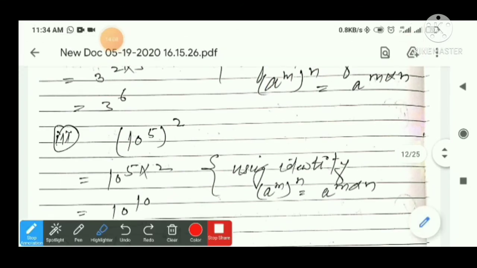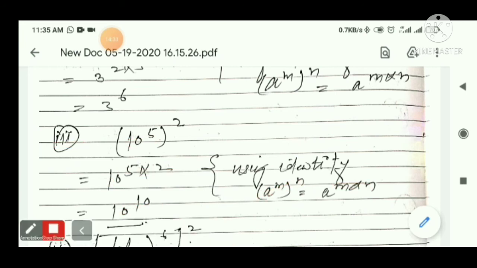Okay, so look at the third part: 10 raised 5 raised 2. So we will also use this identity: a raised m raised n will be a raised m into n. So it will be 10 raised 5 into 2, because there is power upon power, so we will multiply power into power. 5 into 2, 5 twos are 10, 10 raised to the power 10. Okay, look at the question number 3.